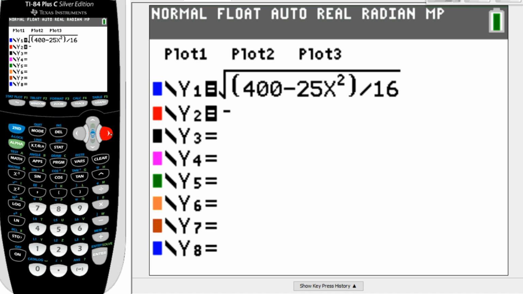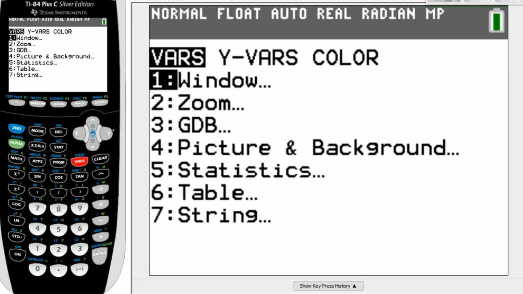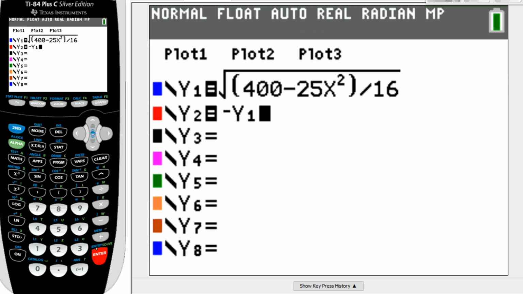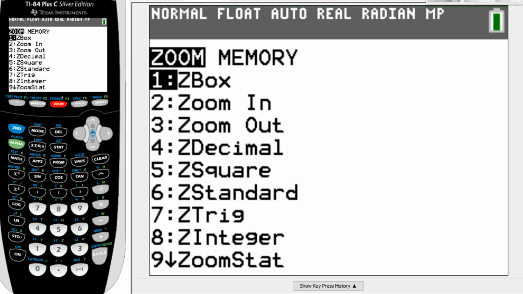Actually, we call it being efficient in math, right? Not lazy. So we're going to be typing the opposite of the whole thing. So I pressed my negative button that was under the 3, and then from here I'm going to go variables, y variables, function, y1, and that just says you're going to take the opposite of what you already typed. That way you don't have to type it all again. Okay, for a good window, let's try zoom square. Let's see how it looks.